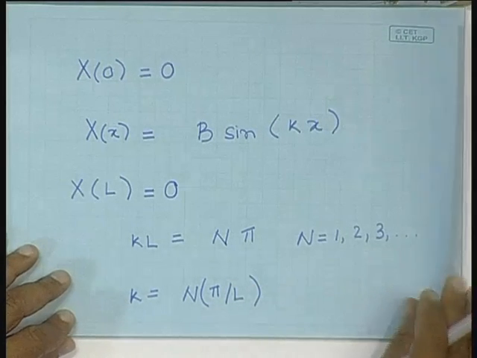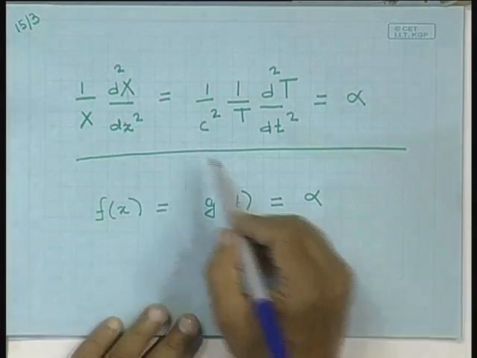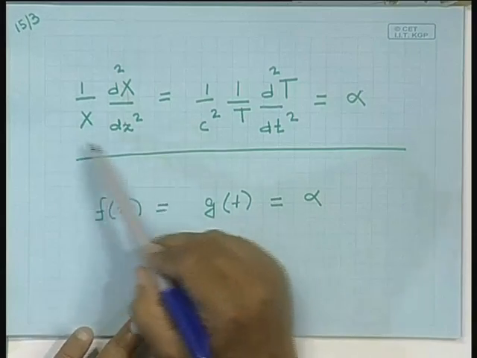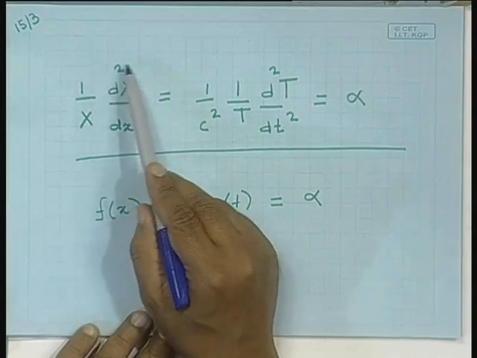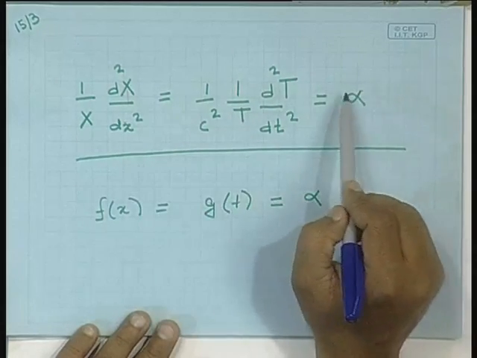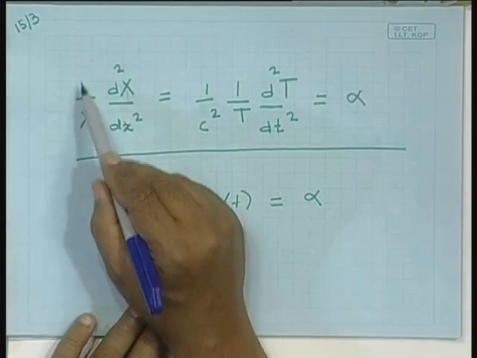Let us now work out the time part of xi. Let us go back to the original expression. From the wave equation, through the method of separation of variables, we obtained this expression. The term over here is a function of x, the term over here is a function of time, and they are both equal. So they have to be separately equal to a constant, and we have solved this particular equation.